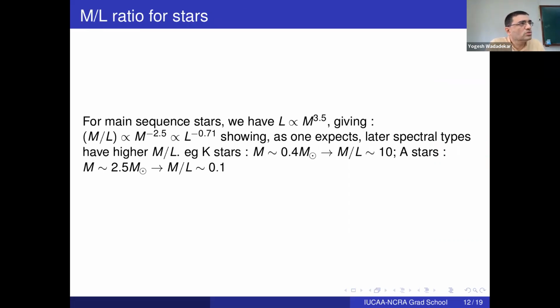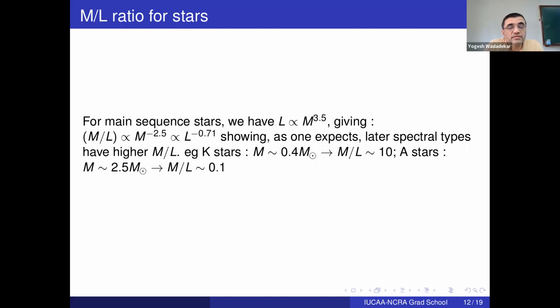Okay. So let us now look at the mass to light ratio of stars, and we will use that to understand the concept of the mass to light ratio of galaxies. For main sequence stars, the luminosity scales with mass as M raised to 3.5. You might remember this from your stellar structure course. So now if you rewrite it as M over L, then M over L will scale as M raised to minus 2.5, or as L raised to minus 0.71, showing, as one expects, that the later spectral types, which means K and M type stars, have a higher mass to light ratio.